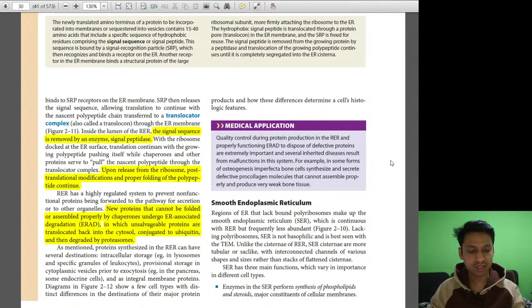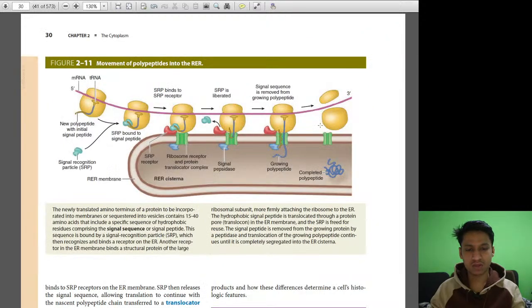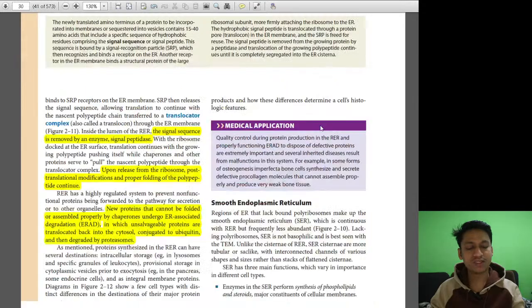So let's quickly check figure 2.12. Here's figure 2.12. We have erythroblast, we have eosinophilic leukocyte, we have a plasma cell, we have pancreatic acinar cells. Okay, we are going to study all these cells in separate chapters again. So let's wait a bit.